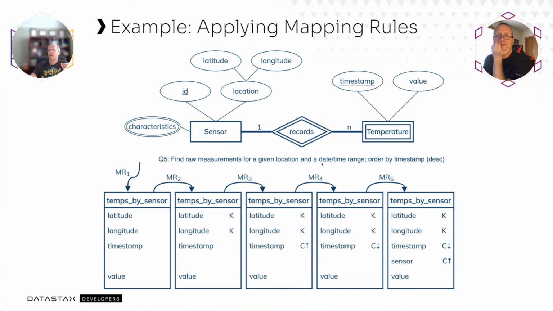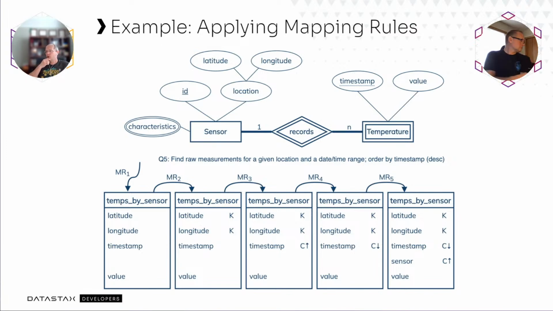And then the next rule: I'm going to have inequality on my timestamp. So timestamp becomes a clustering column. And right now, it's by default ordered in ascending order. And then I'm going to order by timestamp. This is rule 4. Ordering by timestamp, it has to be a clustering column. It's already a clustering column, but I need descending order, so I will change the ordering to descending.